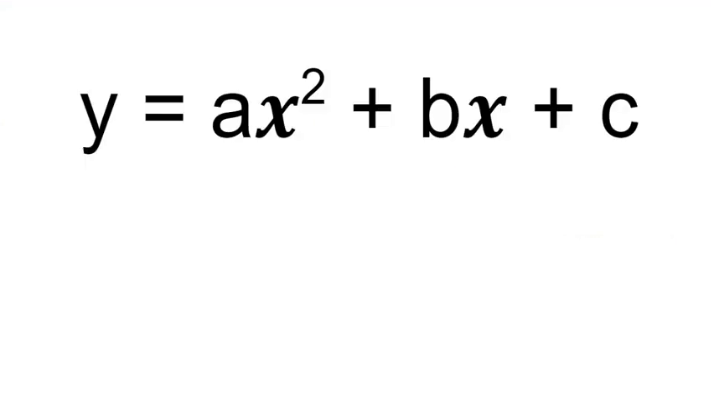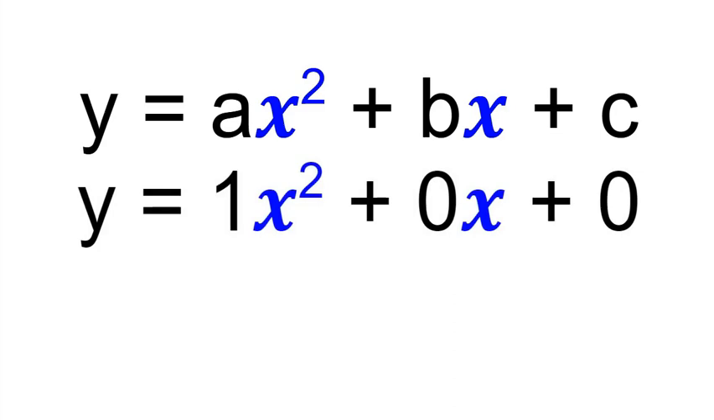Now all parabolas and quadratic equations follow this basic form, y equals ax squared plus bx plus c. As you can see, there is an x squared, an x, and a constant term c. In our previous example, y equals x squared, the a value was 1, the b value was 0, and the c value was also 0, and this gave us y equals x squared. So whenever we need to make a quadratic equation, we simply fill a, b, c with a value.